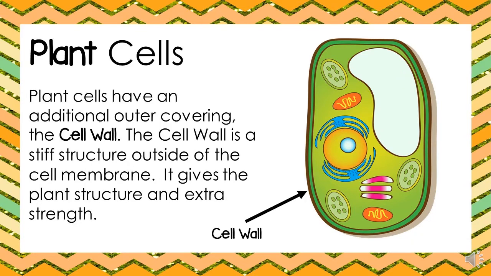Plant cells also have a cell wall. They still have a cell membrane, but the cell wall is a stiffer structure outside of the cell membrane. This is what gives a plant structure and extra strength. The cell wall is just added protection, like our skin that helps protect us. These cell walls are important in protecting the plant cells.